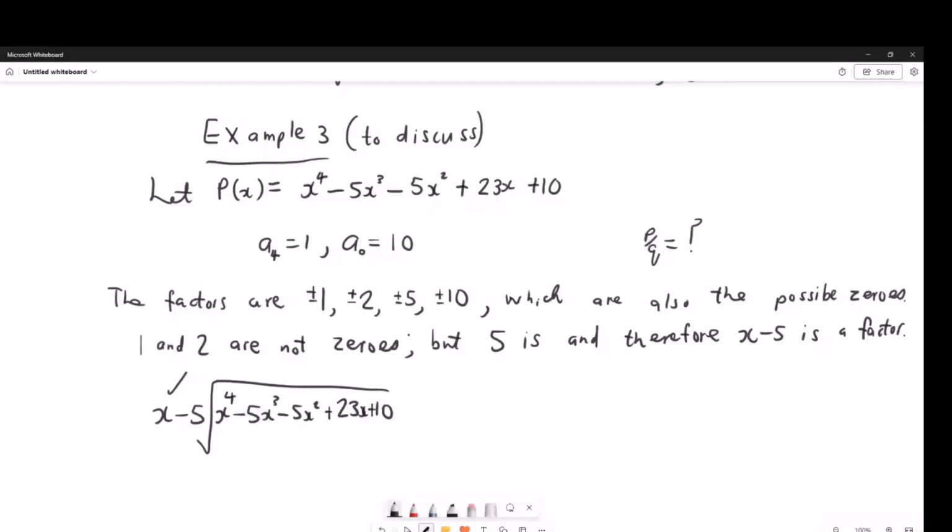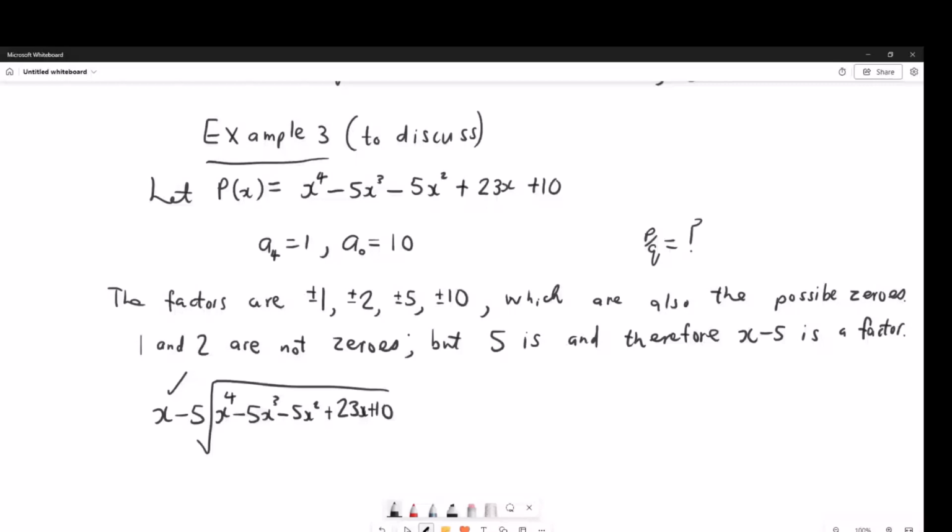So I think I wrote down everything correctly. Let me just double check: minus 5x squared plus 23x plus 10. Yeah, otherwise there will be big problems. Then I subtract and everything works out nicely. As I can see, this is just 0. And then I can bring down my minus 5x squared, and if I want, the 23x. And then I say, okay, x divides into minus 5x squared, minus 5x times.